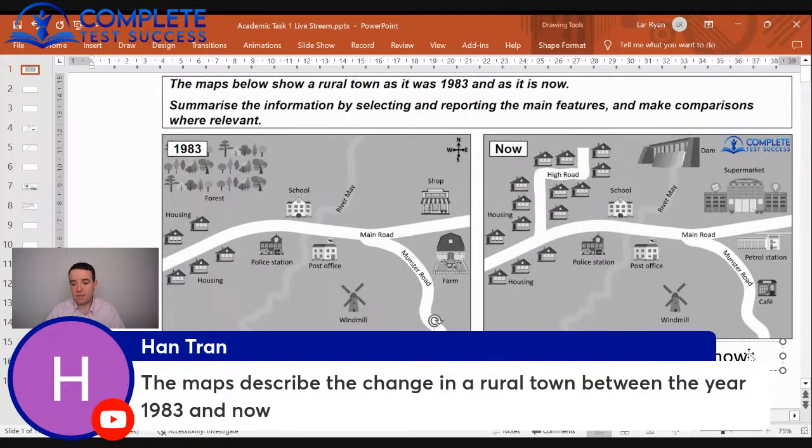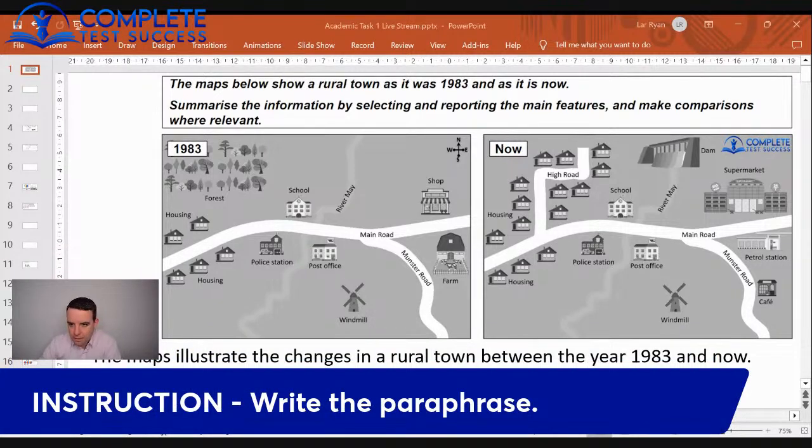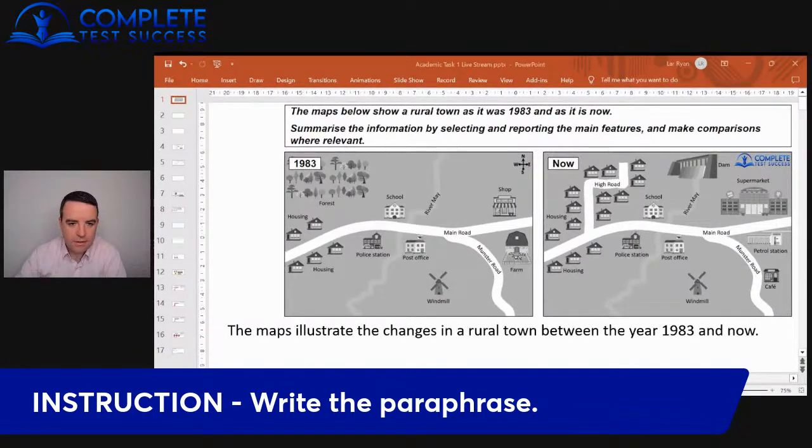Yeah, that's okay, actually. No, I was wrong. I was going to say the year 1983, and then that applies to this, but it doesn't. So between the year 1983 and now. So I was wrong. I initially changed that in my head to years, but it's not wrong. So the maps illustrate the changes in a rural town between the year 1983 and now. Perfect. Absolutely perfect. So that's our paraphrase written.